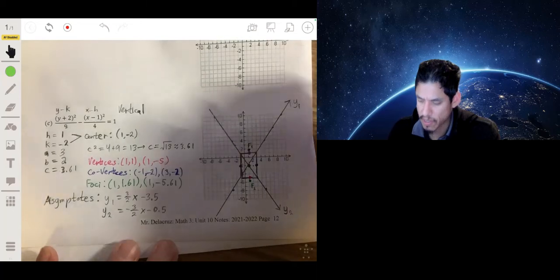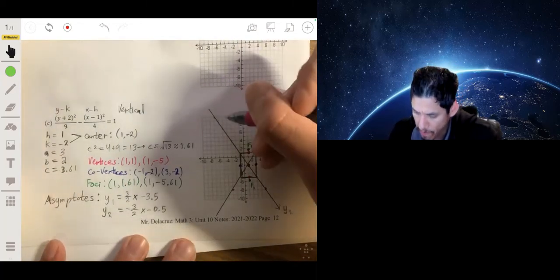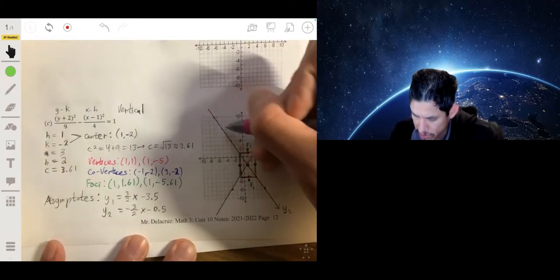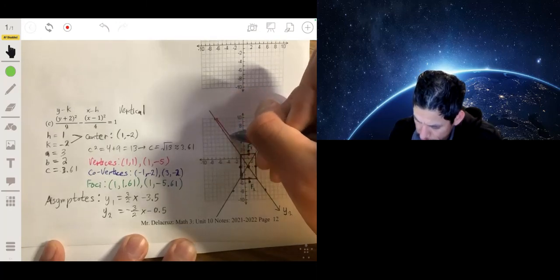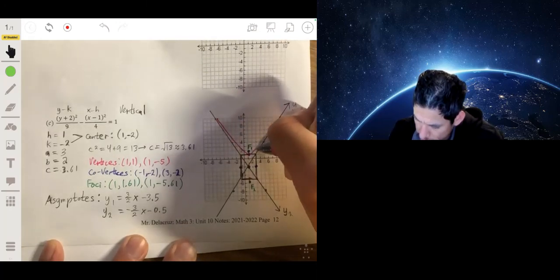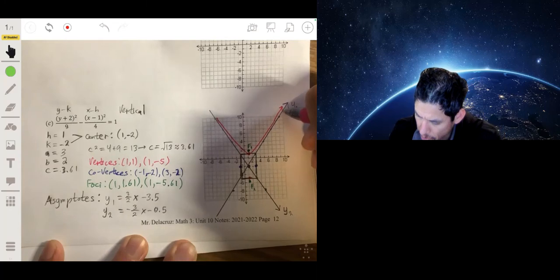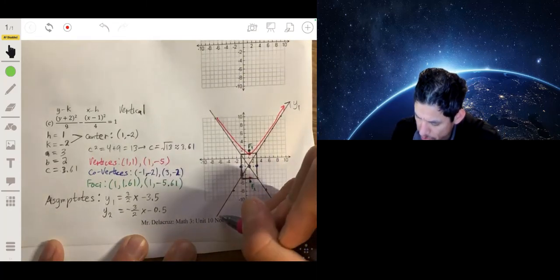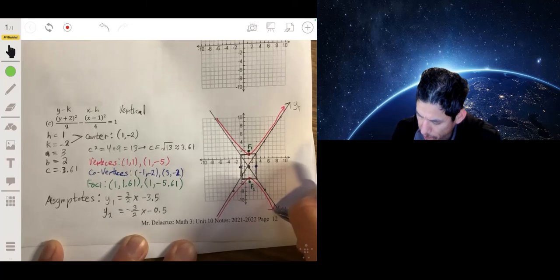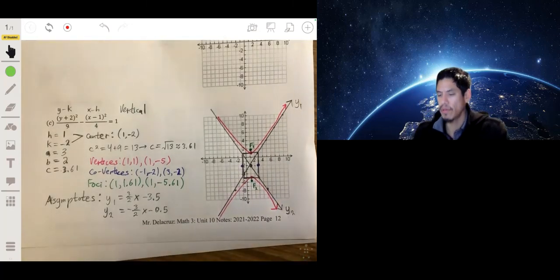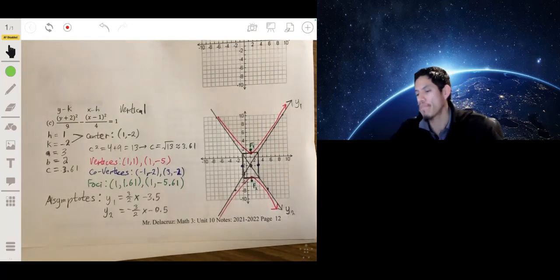Alright, so now we just draw the hyperbola as best we can. Remember, these are asymptotes, so the branches are supposed to be approaching them. So this up, there we go. The other side like that. Alright, pretty cool. And there you go.